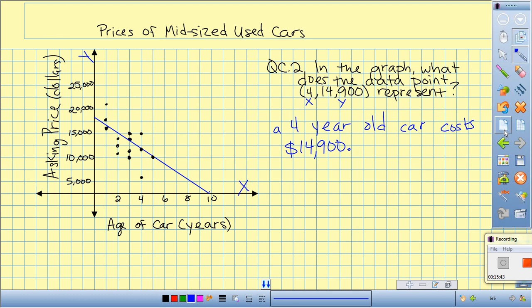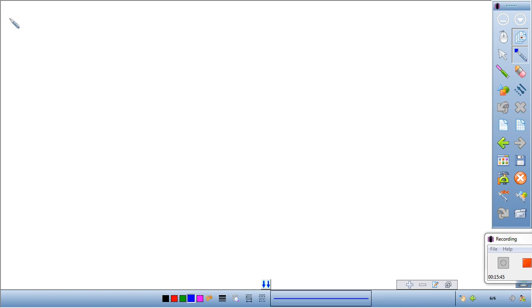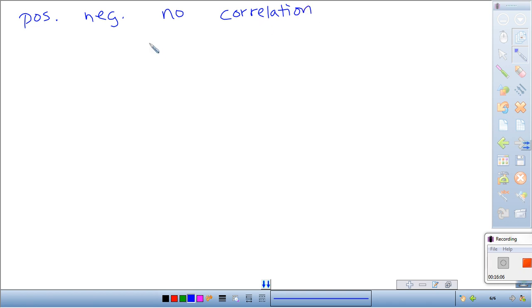All right, let's look at just a couple more things. For instance, what if we wanted to just, not even from a graph, but from a simple sentence, or a situation, determine if something was a positive, negative, or no correlation. So those are your choices. It's a positive, negative, or no correlation. So let me give you some situations.